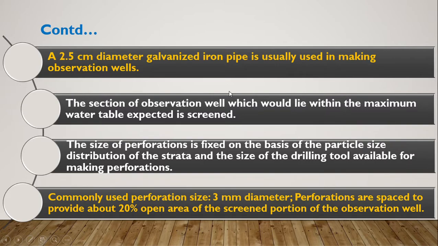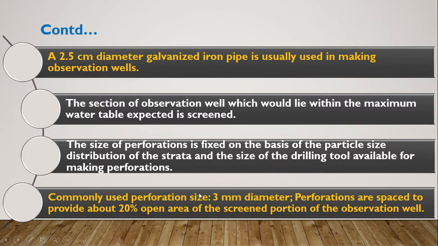The section of the observation well which would lie within the maximum expected water table is screened. It will be given perforations. The size of the perforations is fixed on the basis of the particle size distribution of the strata. So whatever soil is present there, its particle size will influence the size of perforations on the observation well.